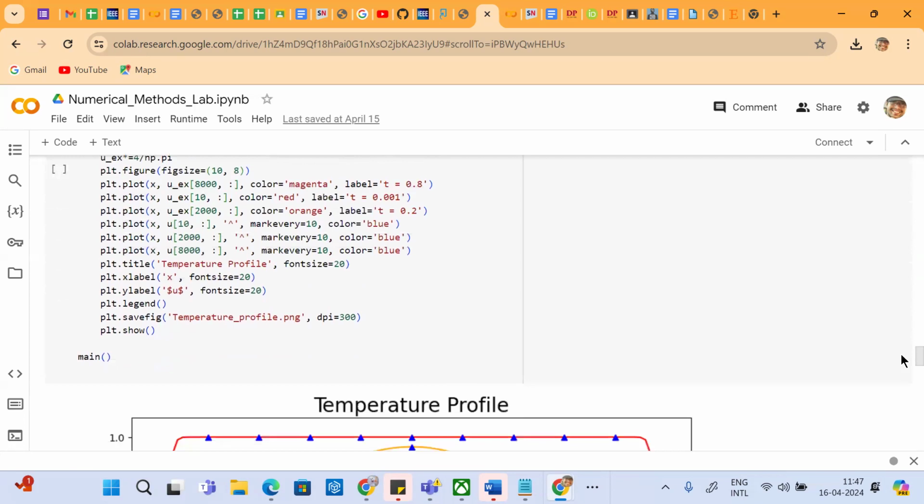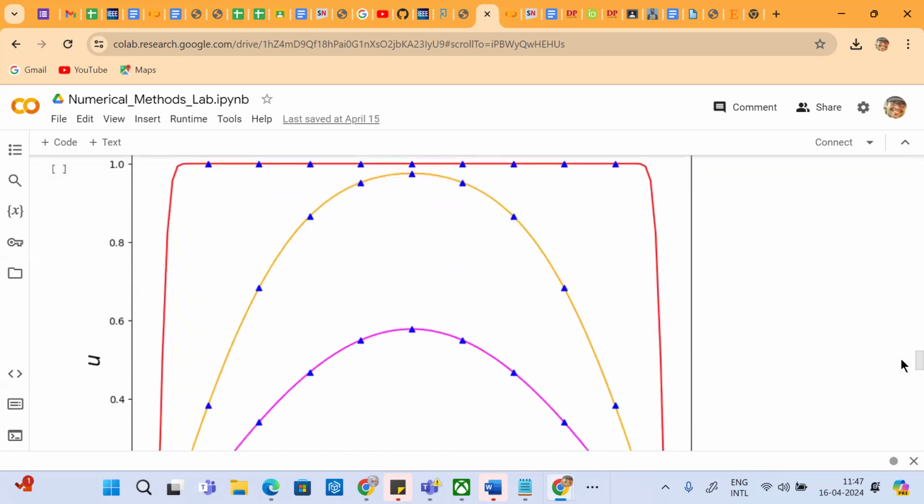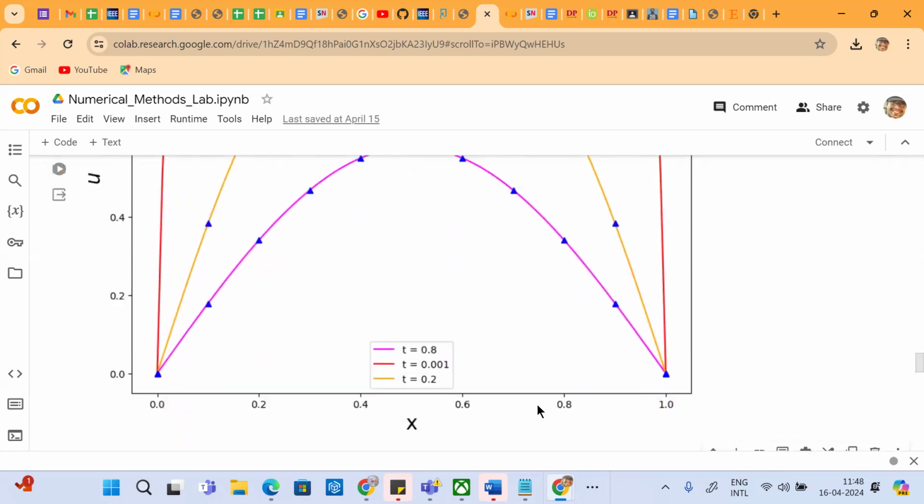Yes. So I call that function and you will see some output like this. These are the time steps. This orange one is the T 0.2. The red is the 0.001. And T equal to 0.8 is the magenta. Those are the exact solutions.